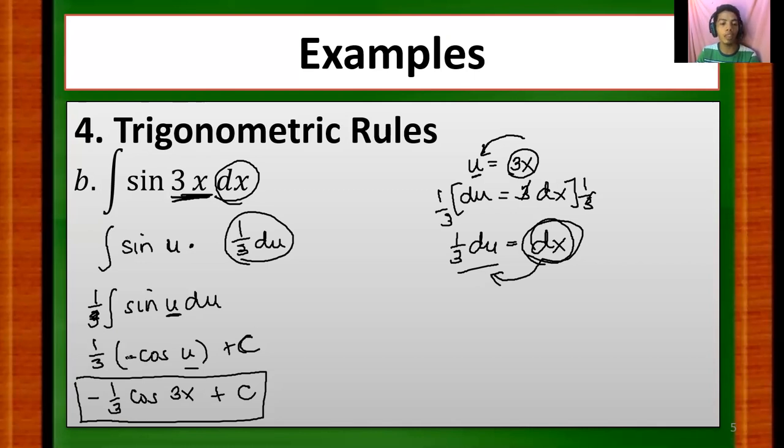So since may negative dito and pwede siyang i-multiply dito sa numerical coefficient, positive ang numerical coefficient, naging negative, gawa ng negative na to. And then kinopya ko lang si cosine and then sinubstitute ko lang kung ano ang value ng u which is 3x. And the answer is negative 1/3 cosine of 3x plus c.